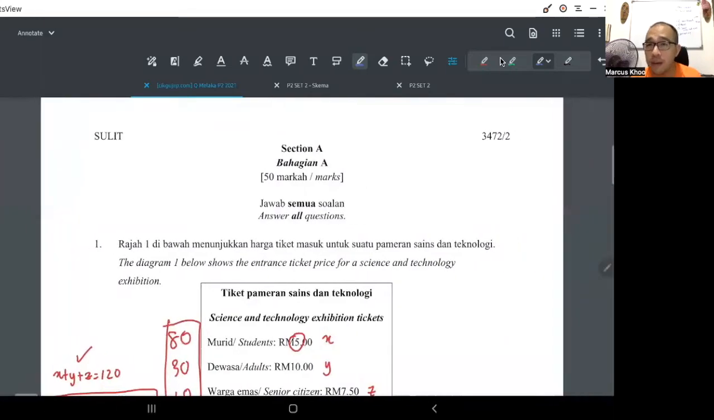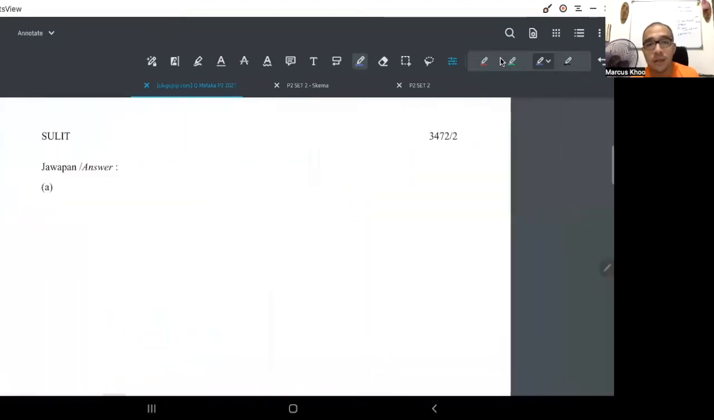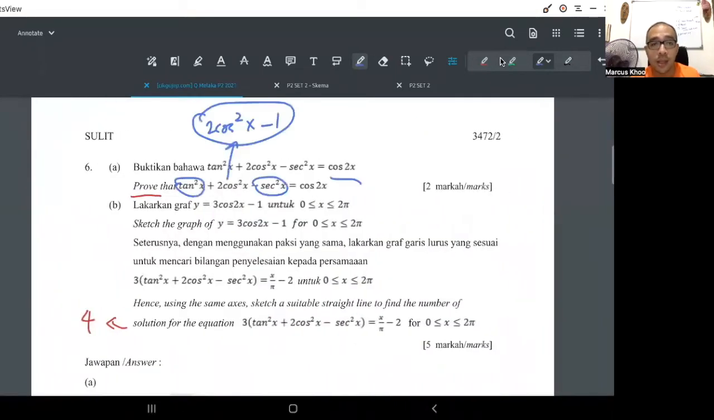Okay, so it's a very easy proof. 2 marks only, really nothing to think about. Okay, it's given to you. But in case you don't know how to do this, it still plays a very important part in the next question. Okay, so let's look at the next question.